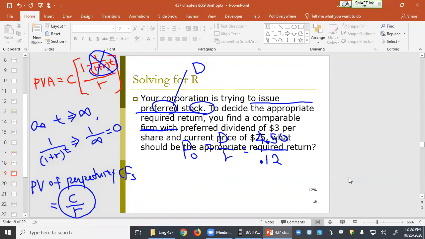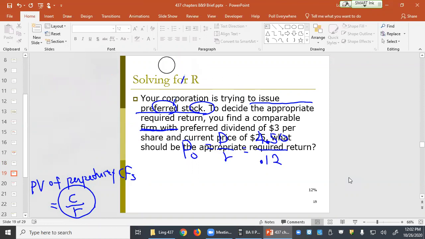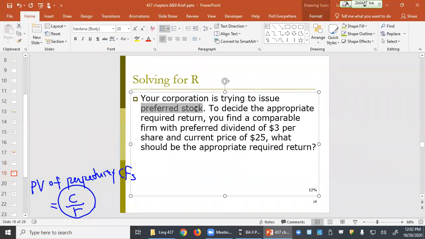Okay, so what if we solve for not the P0, but we're asked to solve for the R, or the required return instead? This should be pretty simple, okay? So your corporation is trying to issue preferred stock. Again, when you see preferred stock, that should be an indication that we have a 0 growth model here, or constant dividend case. So to decide the appropriate required return, or the R, you find a comparable firm.